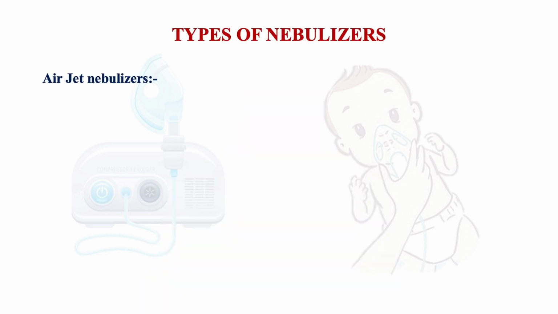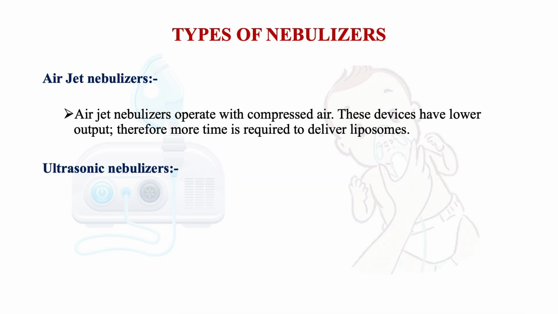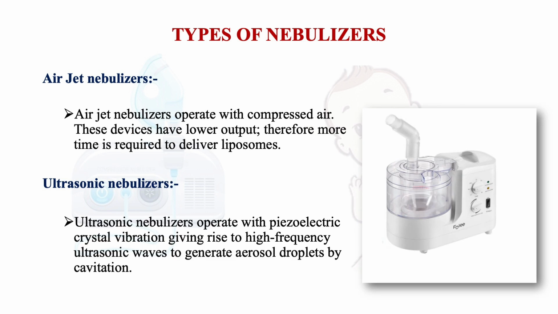Basically, they are of two types, the air jet nebulizer and the ultrasonic nebulizer. Air jet nebulizers operate with compressed air. These devices have lower output, therefore, more time is required to deliver the liposomes. The second type is ultrasonic nebulizers. Ultrasonic nebulizers operate with piezoelectric crystal vibration, giving rise to high frequency ultrasonic waves to generate aerosol droplets by cavitation.